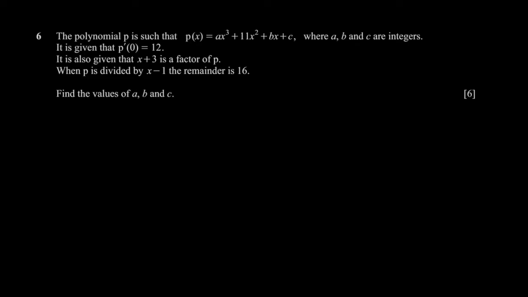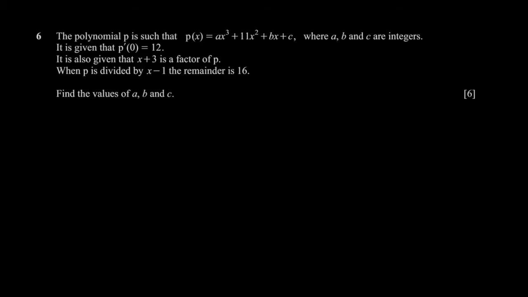Okay, question 6. We've got a polynomial here where a, b, and c are integers. It is given that p prime of 0 is 12. It is also given that x plus 3 is a factor of p. And also when p is divided by x minus 1, the remainder is 16. So find the values of a, b, and c.